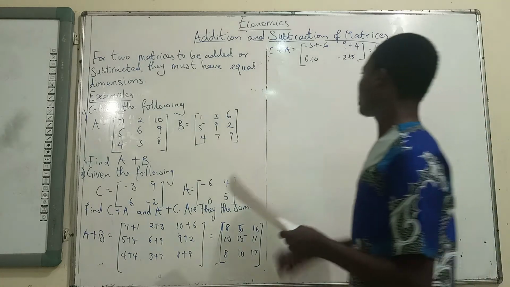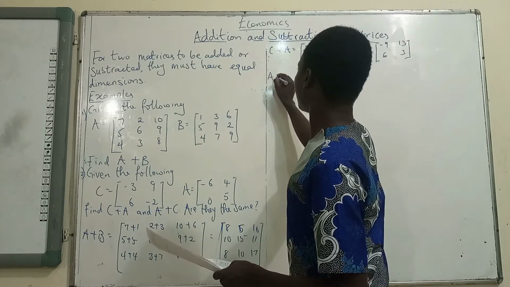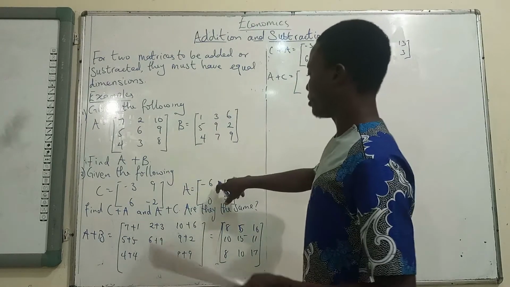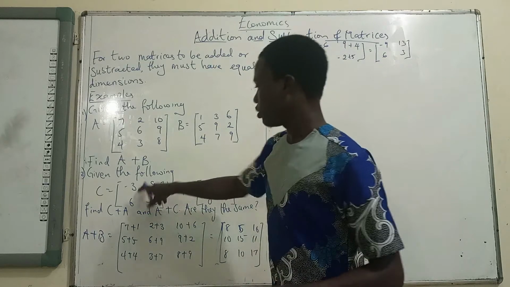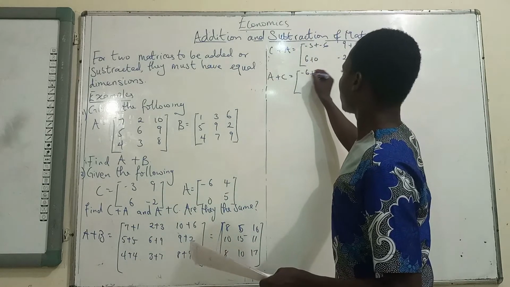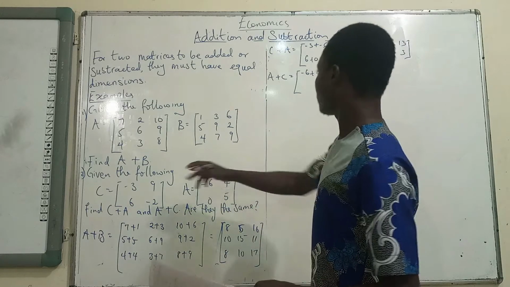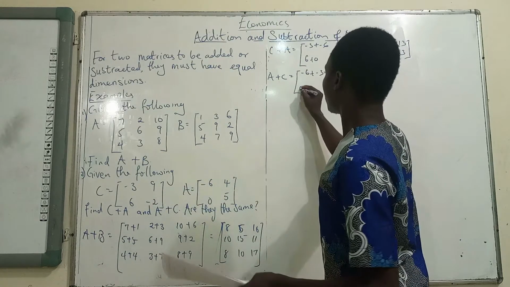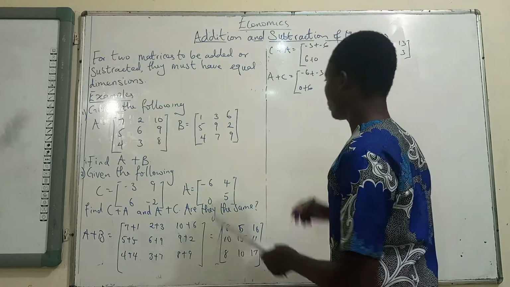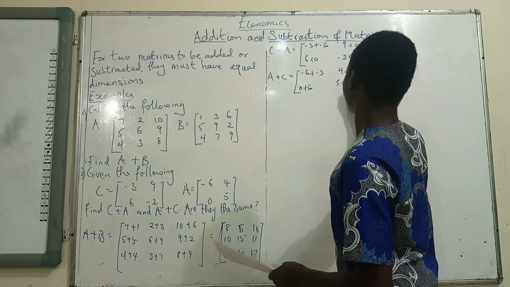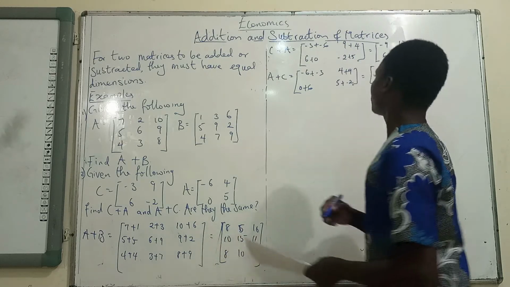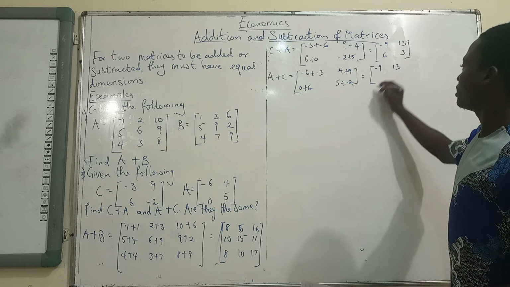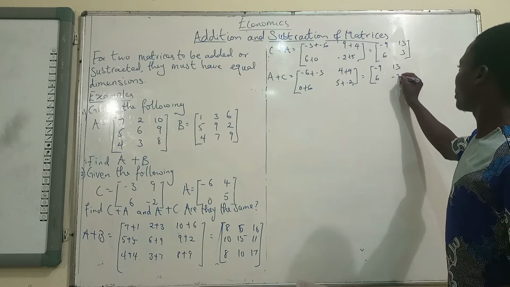And let's see A plus C. What is A plus C going to give us? We are starting with A then C. That's going to be minus 3, minus 6 plus minus 3. Then 4 plus 9, 0 plus 6, then 5 plus minus 2. That will give us minus 9, 13, 6, and minus 3.